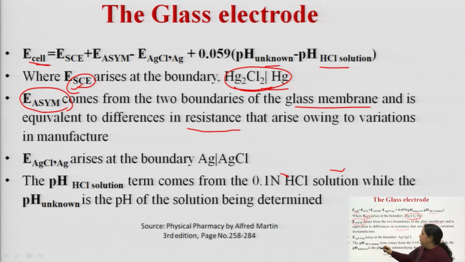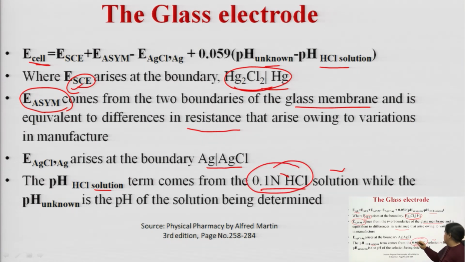Next we have the potential E_AgCl,Ag, which arises at the boundary of the silver chloride electrode, right. The pH of HCl solution term comes from the 0.1 normal HCl that is present in the glass electrode, while the pH unknown is the pH of the solution being determined, right.